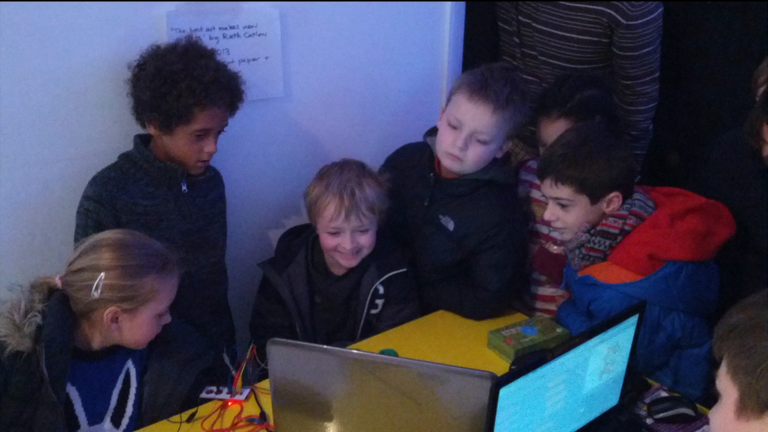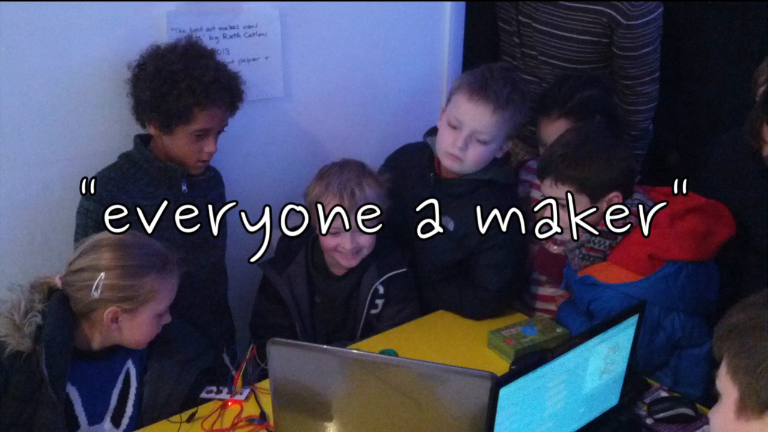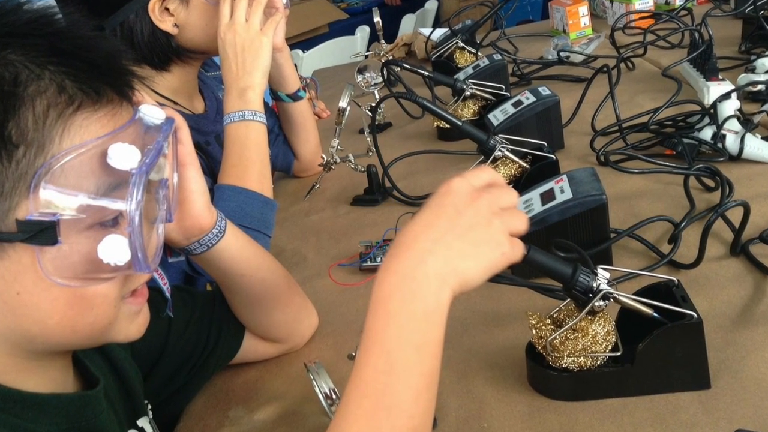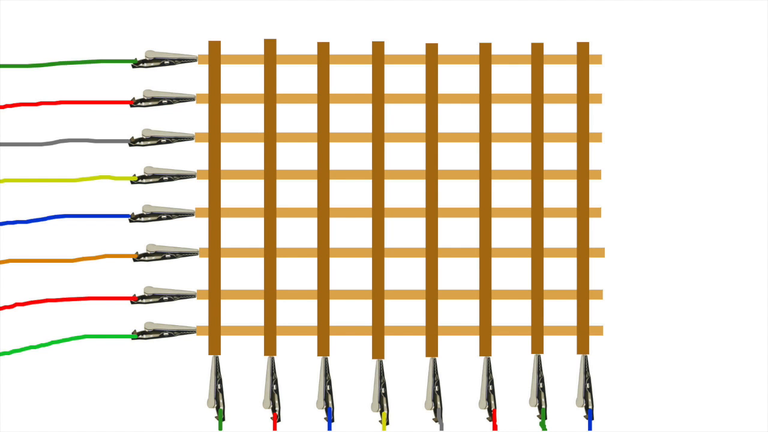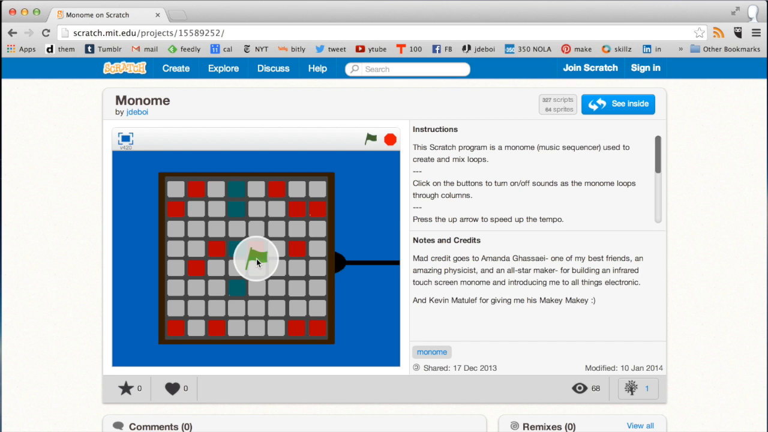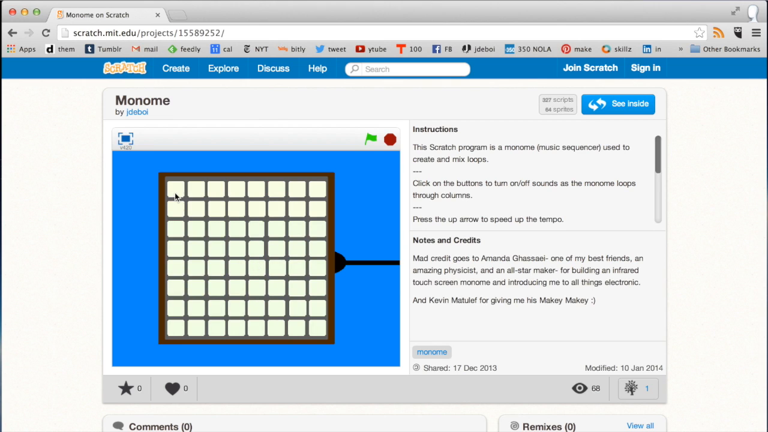My design goal for the MaKey MaKey Monome was to realize the maker movement's mantra, everyone a maker, by following a process so simple a kid could replicate and, most importantly, iterate upon my work. In the simplest form, a student could build the MaKey MaKey Monome using just three materials: a MaKey MaKey, copper tape, and clear non-conductive tape. To generate sound for this simple monome, I wrote a program in Scratch, a visual programming language designed for kids.